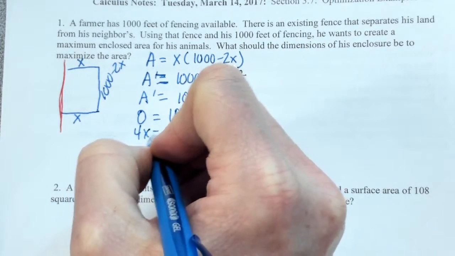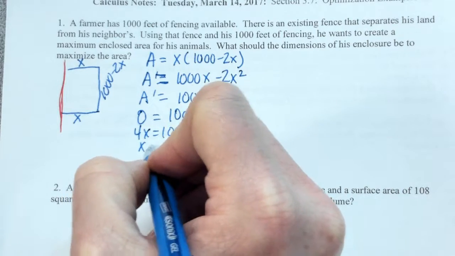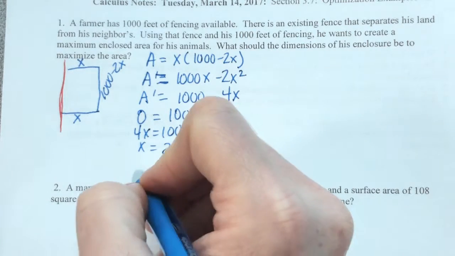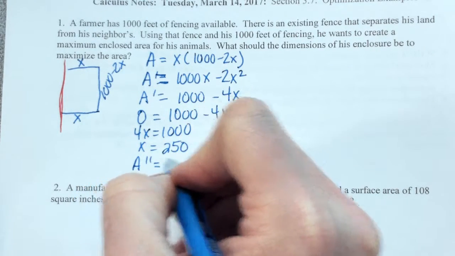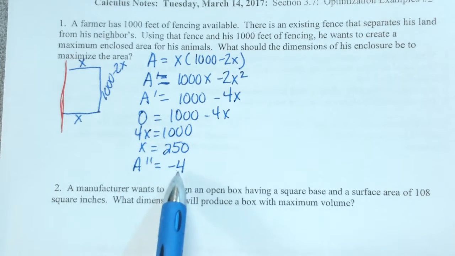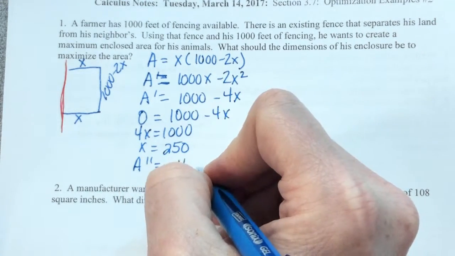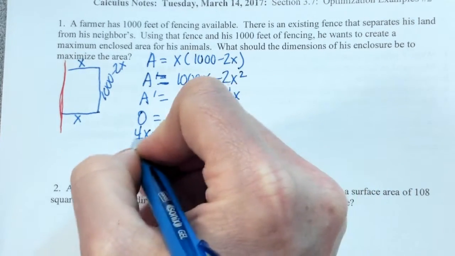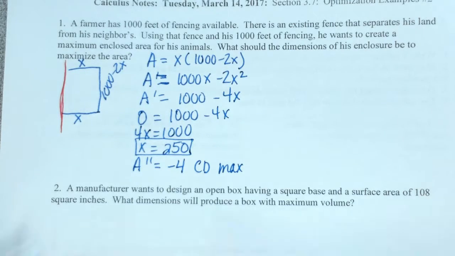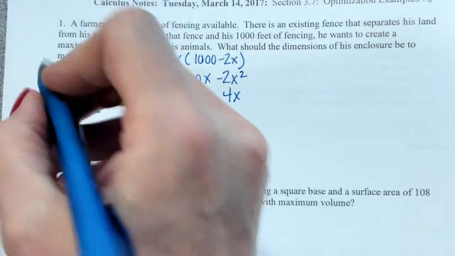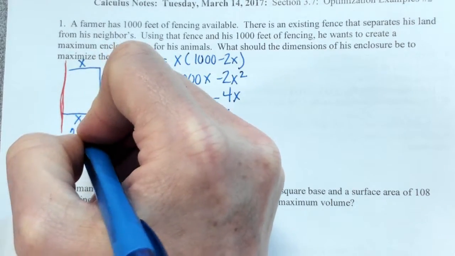We get 4x equals 1,000. X is 250. That's our critical number. We're now going to take the second derivative, and the second derivative is negative 4. So because that second derivative is negative, that means we're concave down and we have to have a maximum at the critical number. So that's going to have to result in a max. And so therefore we know that this is going to have to be 250.